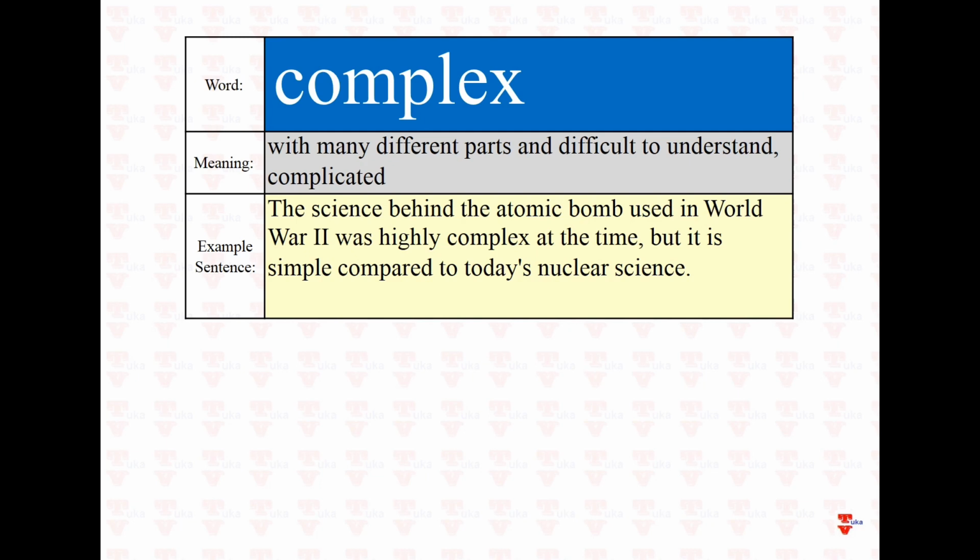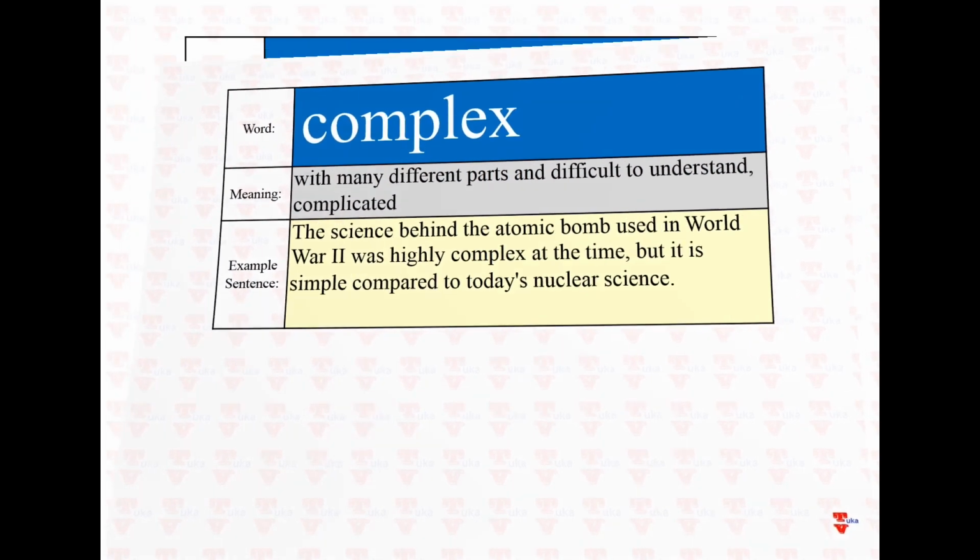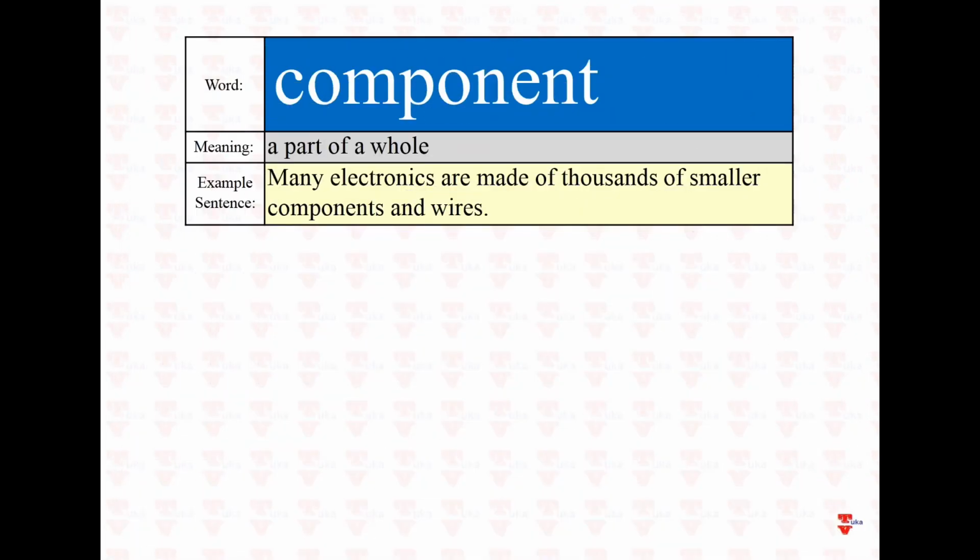Complex. With many different parts and difficult to understand, complicated. The science behind the atomic bomb used in World War II was highly complex at the time, but it is simple compared to today's nuclear science. Component. A part of a whole. Many electronics are made of thousands of smaller components and wires.